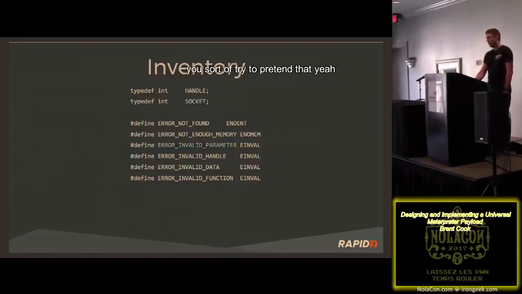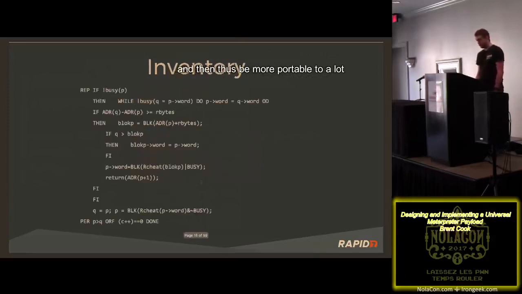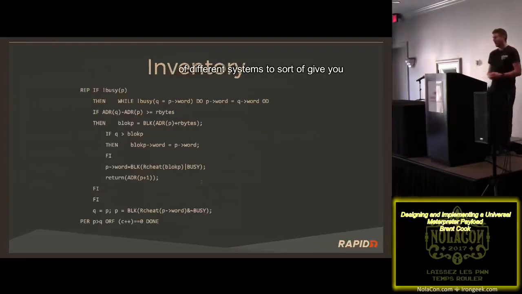Obviously, you lose a lot of other data too when you try to pretend that EINVAL, which is a POSIX error code, matches all these different Windows error codes. So we wanted to come up with something that would work more natively and thus be more portable to a lot of different systems.